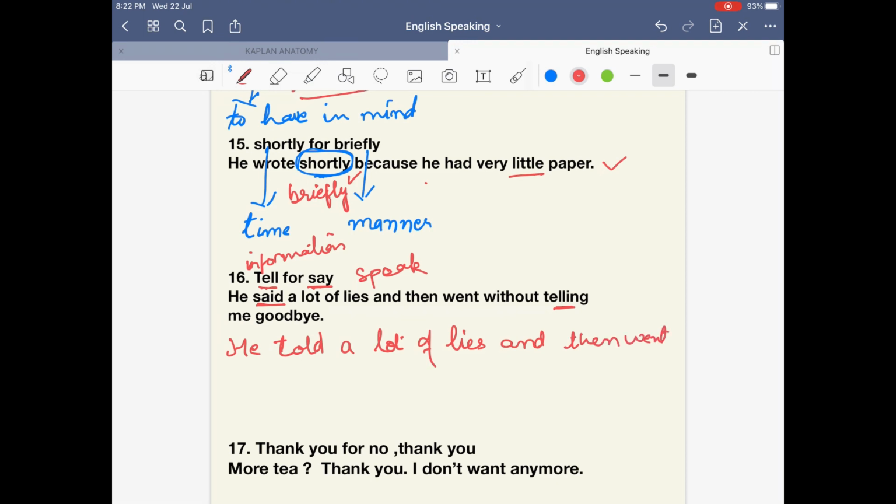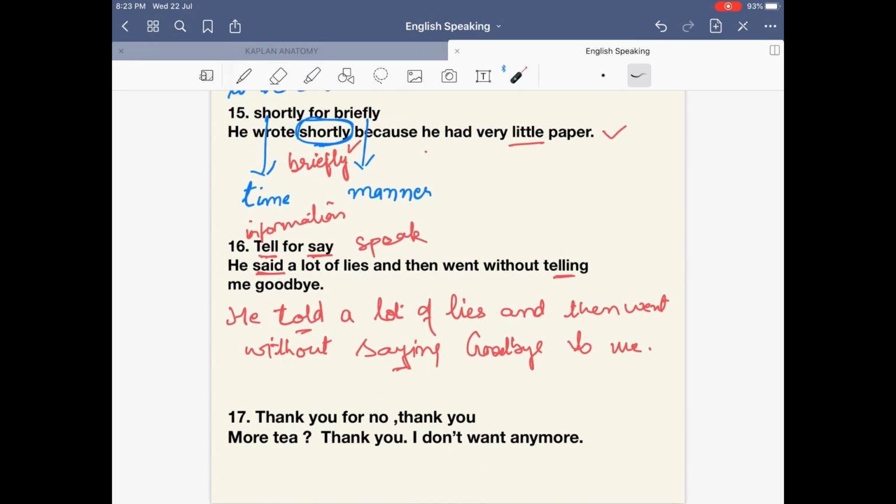What should it be? You should guess what the next part of the sentence would be. Then, "went without" - we have to use "without saying goodbye to me." Saying goodbye to me. So, this is the right usage here. So, "told a lie" and "say goodbye." When lies are there, we are telling lies. When goodbye is there, we are saying goodbye. So, tell and say are to be used at their proper places, in their right positions.